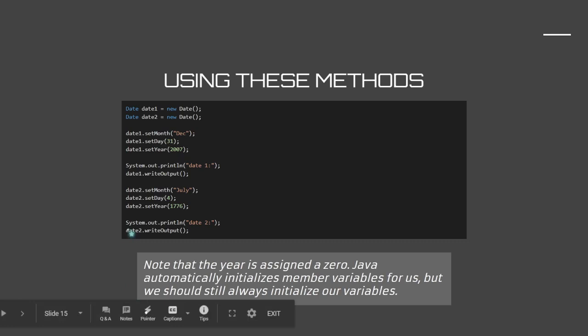So note that the year is assigned to 0. Java automatically initializes member variables for us. So it does this for object-oriented variables, member variables, but we should always still initialize our variables. So month ends up being assigned to null, because if strings are not given values, they are automatically given null as their value, which just means nothing, it's empty, whereas numbers would be given 0.